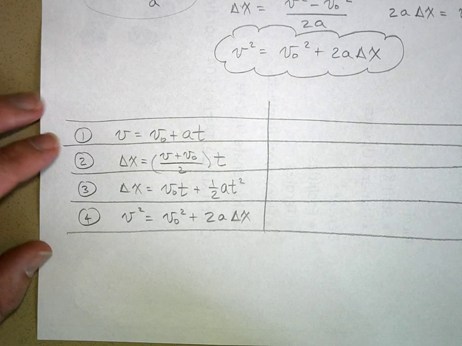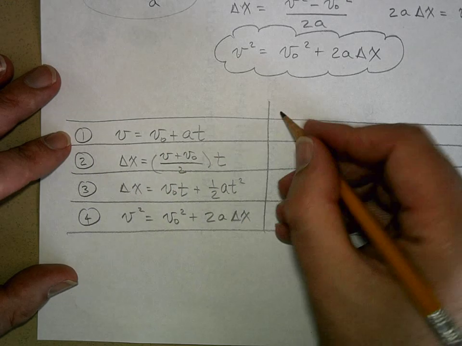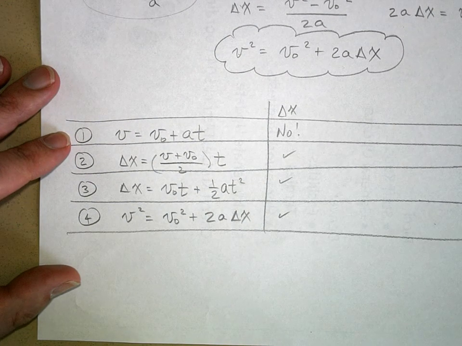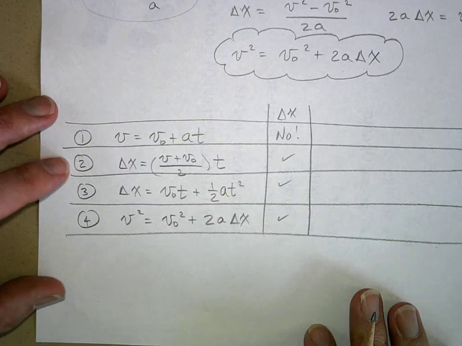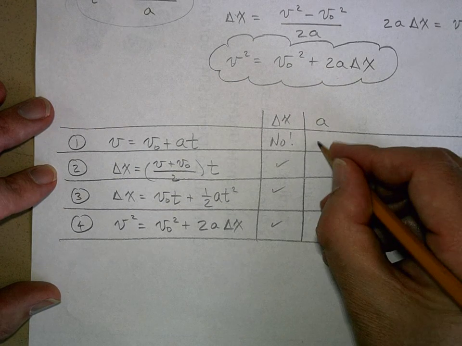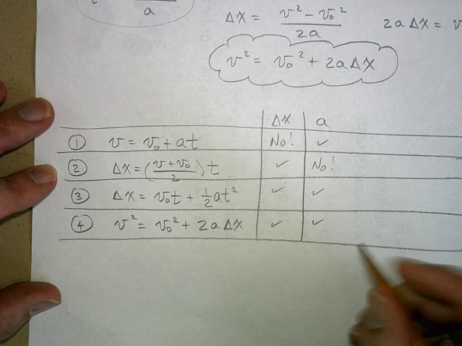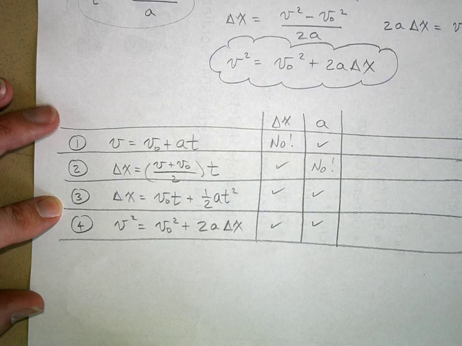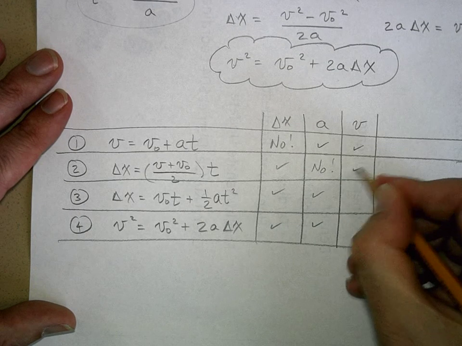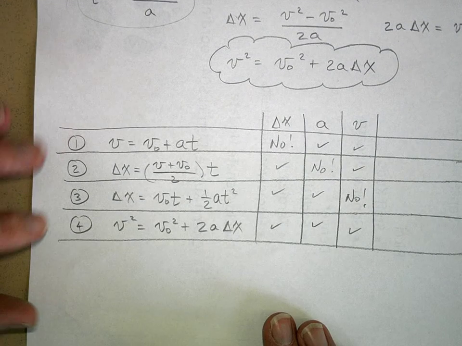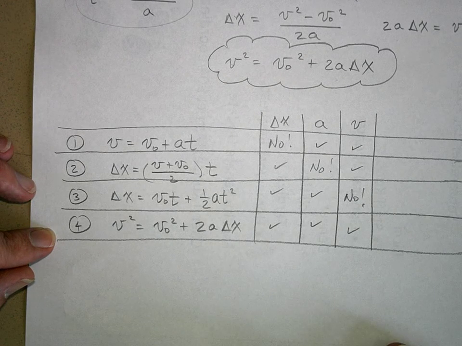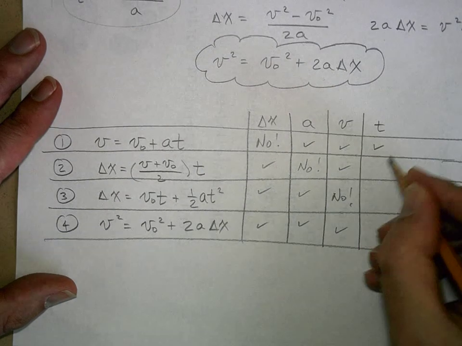So, what's missing from equation 1? Delta x. What's missing from equation 2? Acceleration. What's missing from equation 3? Final velocity. And what's missing from the fourth equation? Well, I substituted for time. Remember I did that little algebraic substitution to get rid of time. So time is in 1, 2, 3, but it's not in 4.